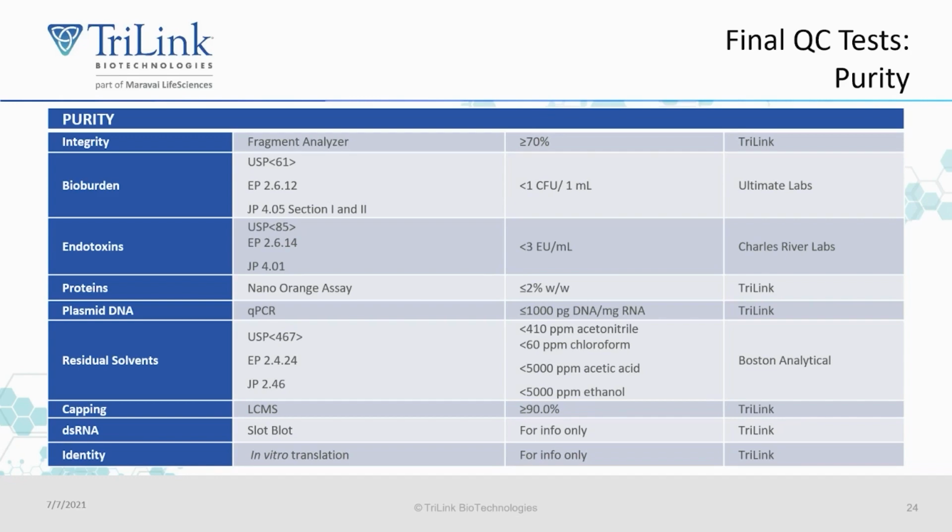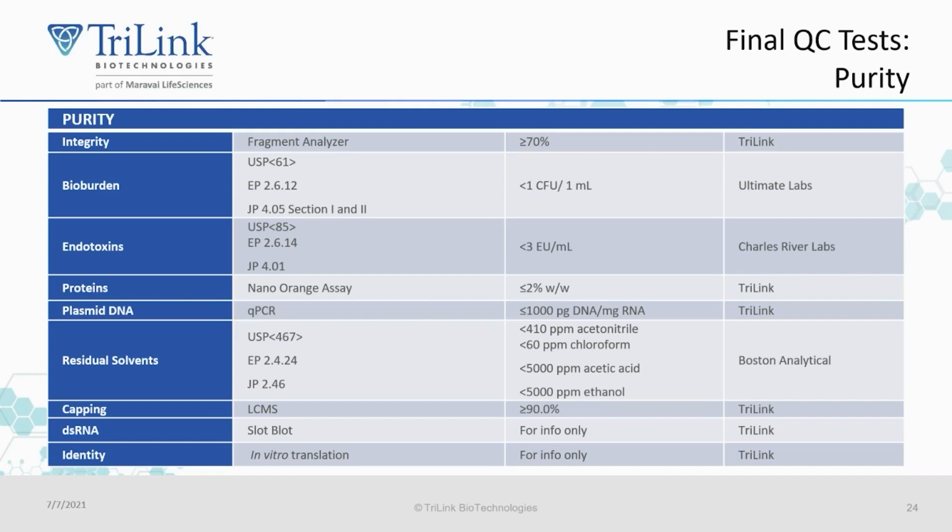Bioburden should be driven by your dosing strategy. Less than 1 CFU per mL is typically achieved. Endotoxins also should be driven by your dosing strategy, but less than 3 EU per mL is very common for messenger RNA applications. For residual proteins, we will be looking for less than 2% weight to weight. For residual plasmid, we would be looking for less than 1,000 picograms of DNA per milligram of RNA.